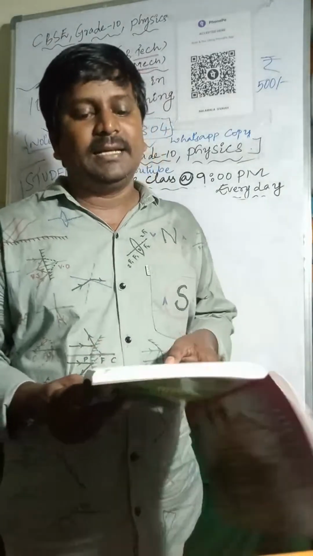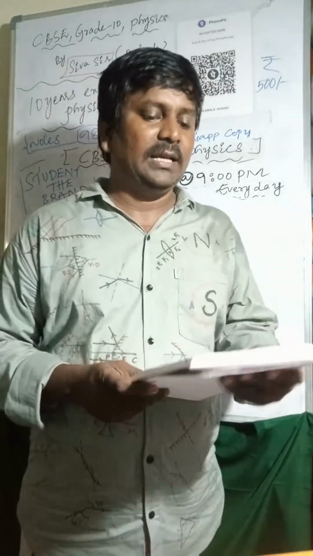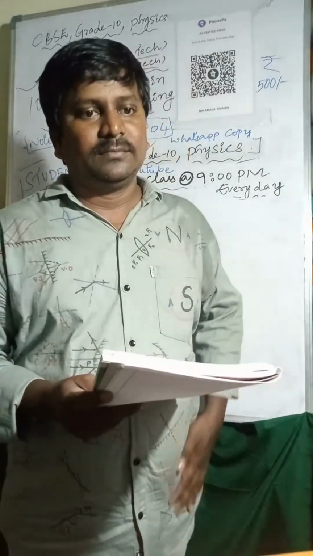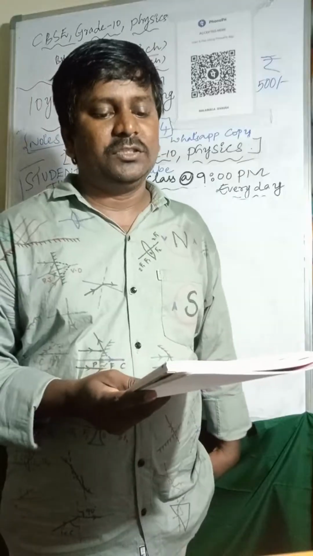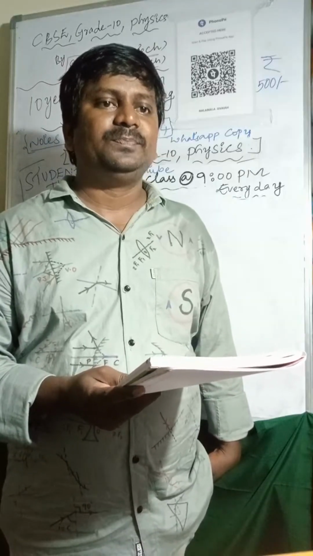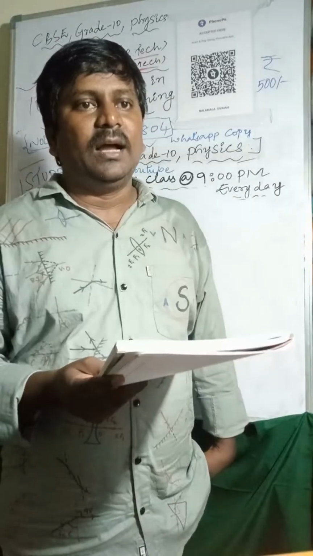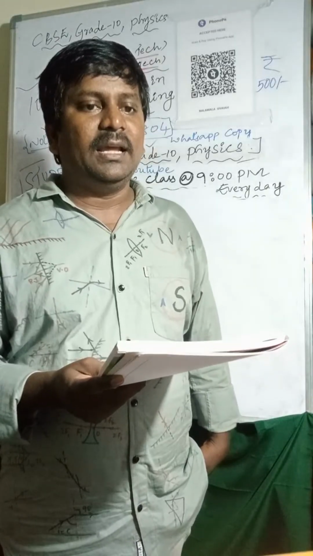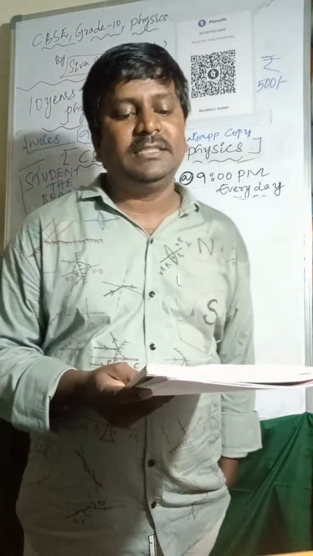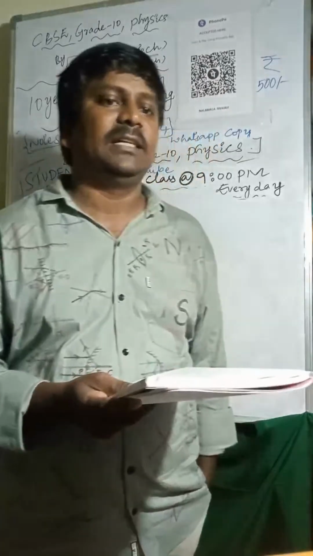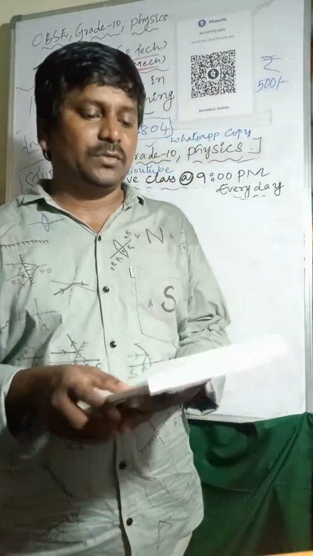What does an electric circuit mean? The continuous and closed path of an electric current is called an electric circuit. And the next point is, name the SI unit of electric charge. The SI unit of electric charge is coulomb.